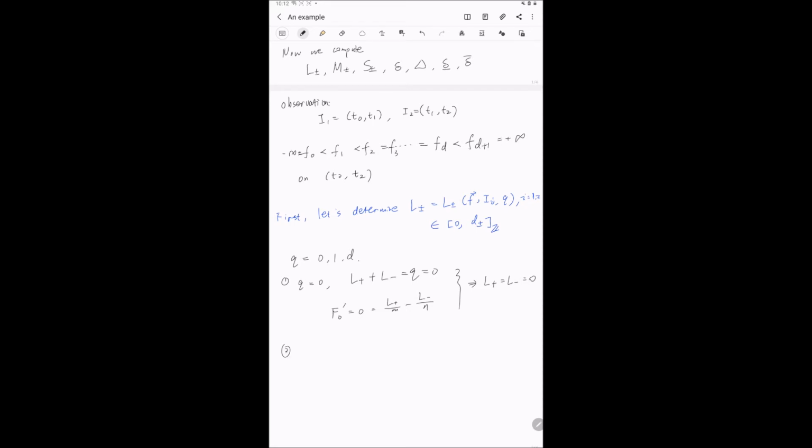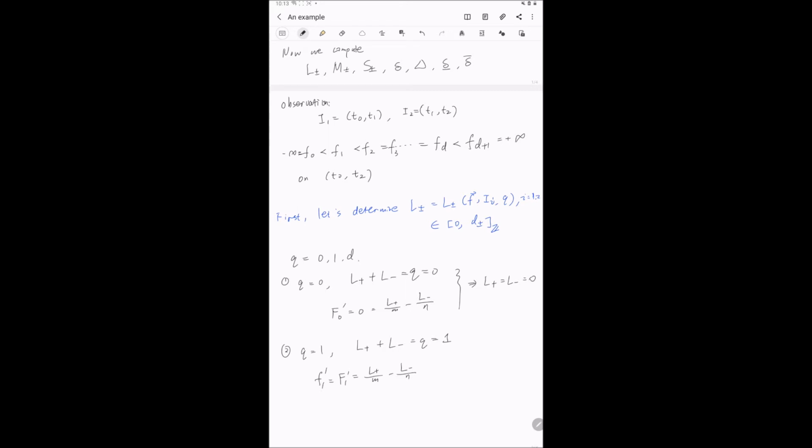The second case is that when q is equal to 1, in this case, L plus plus L minus, which is q, is equal to 1. And the second equation says f1 plus prime is equal to L plus divided by m minus L minus divided by n. But f1 plus here will be simply f1 prime.